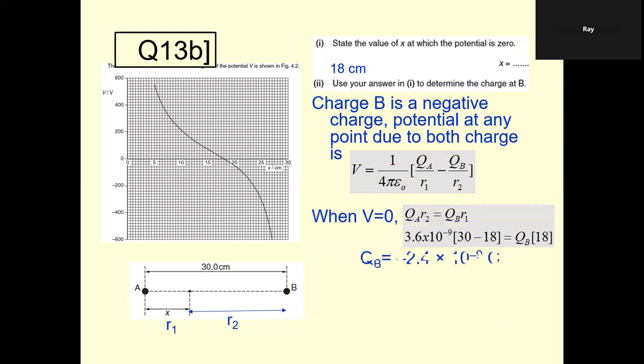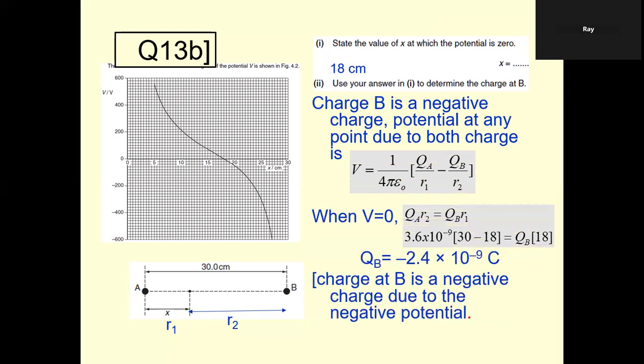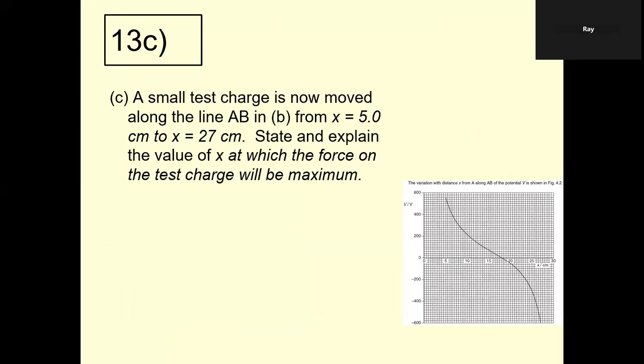Just repeating. A small test charge is now moved along the line AB from 5 cm, that's your 5 cm, to 27 cm, 27 cm here. State and explain the value of x at which the force on the test charge will be maximum. What is your answer?